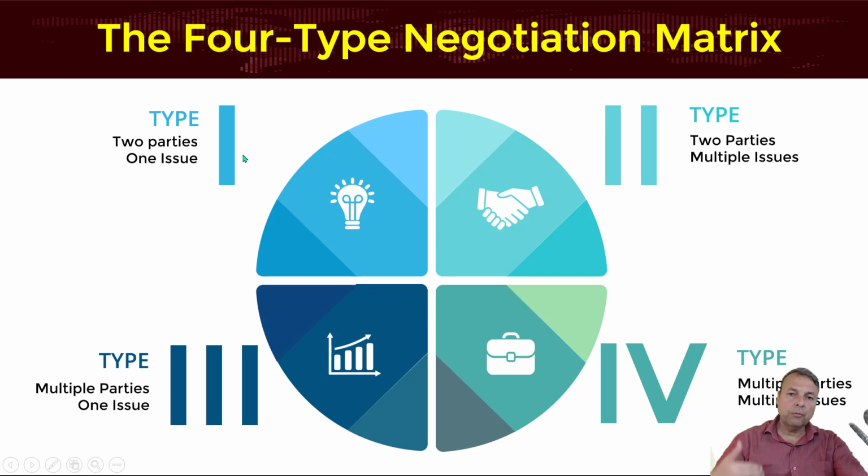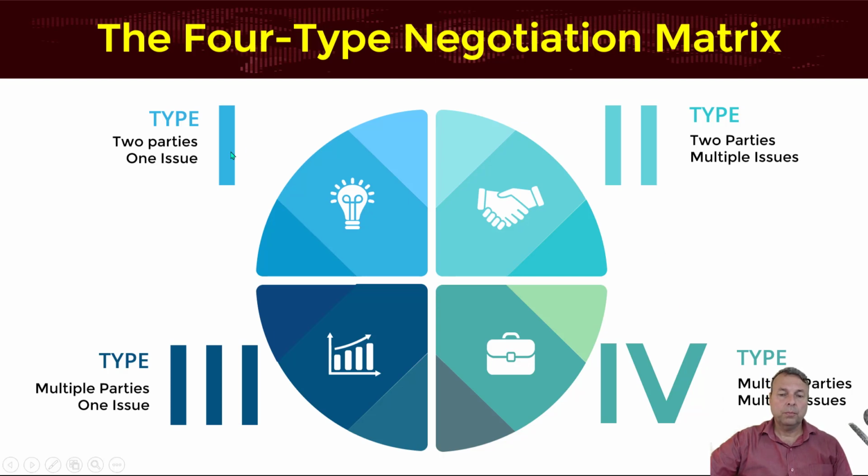Well, this is a more friendly and modern way of presenting the four-type negotiation matrix. As you can see here, types 1, 2, 3, and 4. Types 1 and 3 are distributive negotiations. Types 2 and 4 are integrative negotiations.